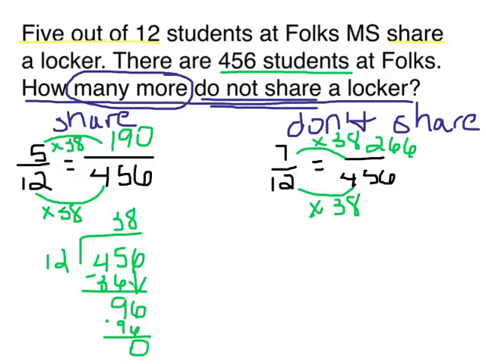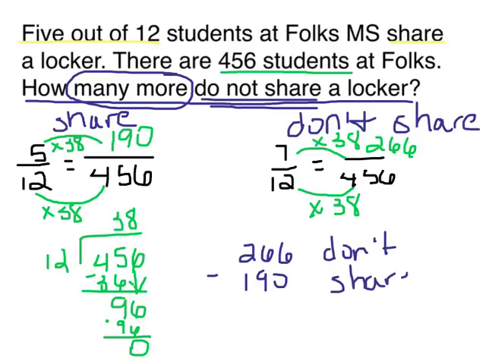Now, since my question asks how many more students do not share a locker, my final step is to take the 266 students that don't share and subtract out the 190 students that do share. When I subtract these amounts, my total is 76 students do not share a locker.